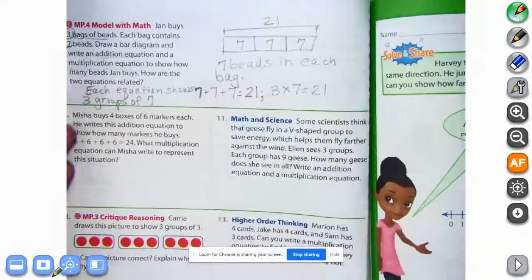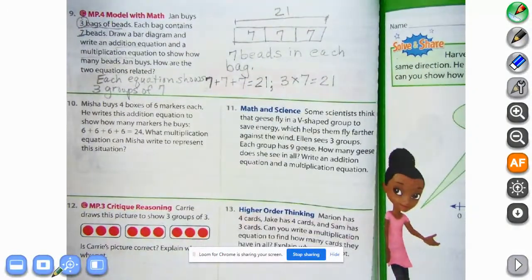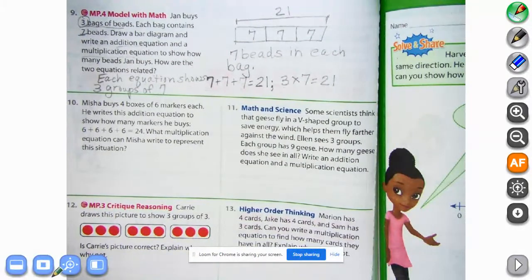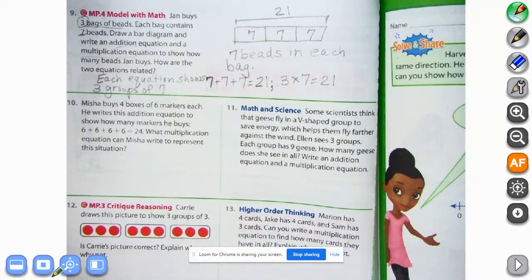Okay, pause that if you need to get any of that written down or fixed. You should already have tried to answer that already on your own.